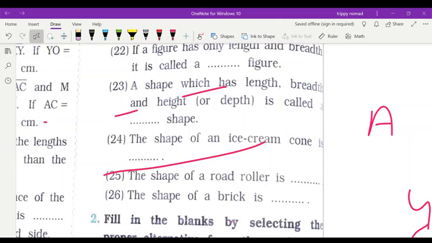The shape of an ice cream. Now question number 24. The shape of an ice cream cone is dash. Very simple question, that is cone, conical shape. The shape of a road roller is cylindrical. And question number 26. The shape of a brick is dash. That is cuboidal shape, not rectangular, because that is a three-dimensional structure. So that will be cuboidal shape. I hope you understood all the answers.